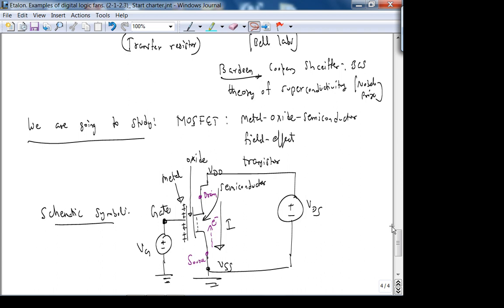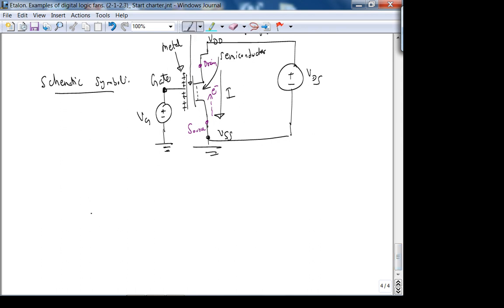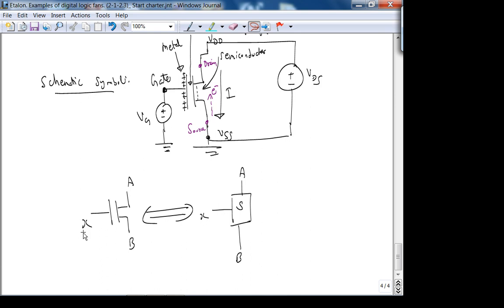So this is exactly what we want, right? Let's look at a cleaner schematic. Let's say this is my A, this is my B, and this is my X. Can't I just map this to the switch? If X is 0 volts, it's off, correct? If X is 1, it's on. Boom, perfect.